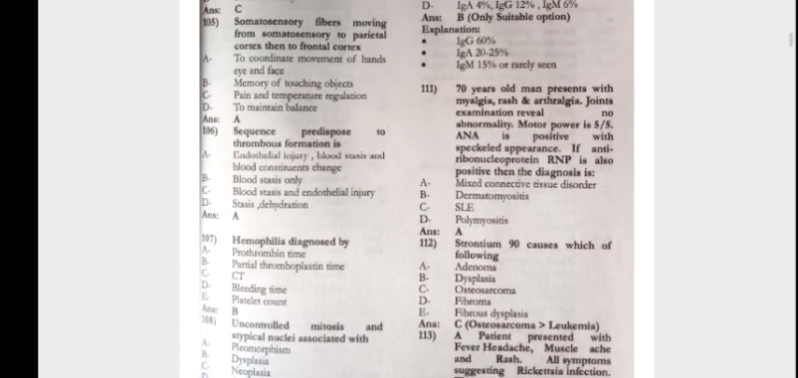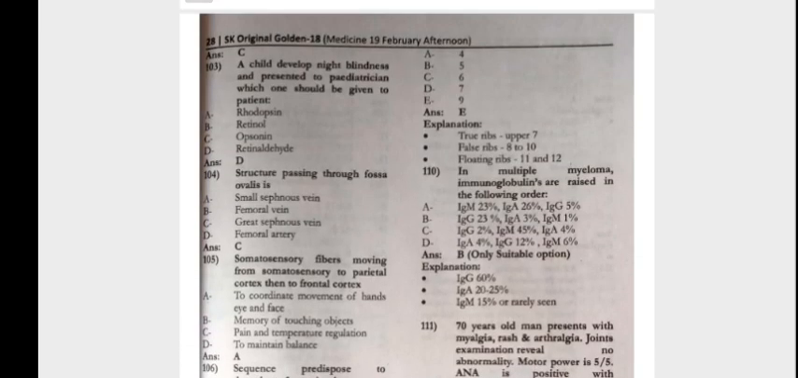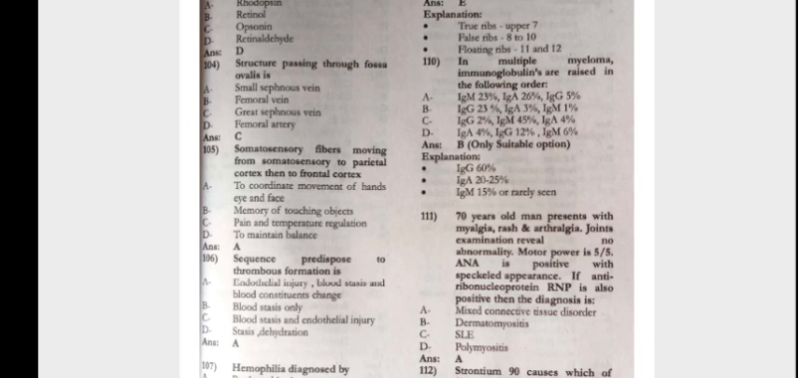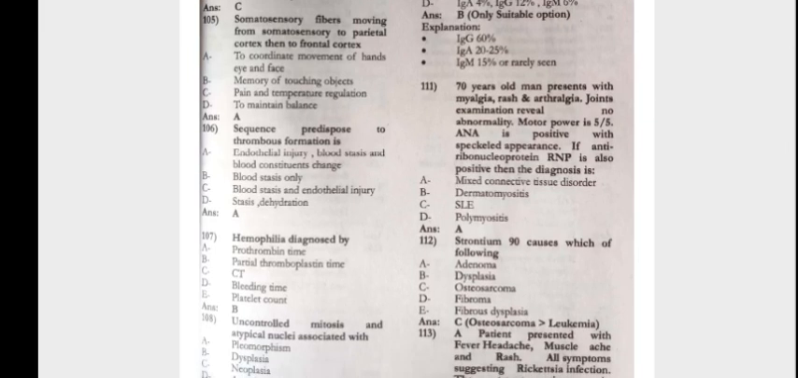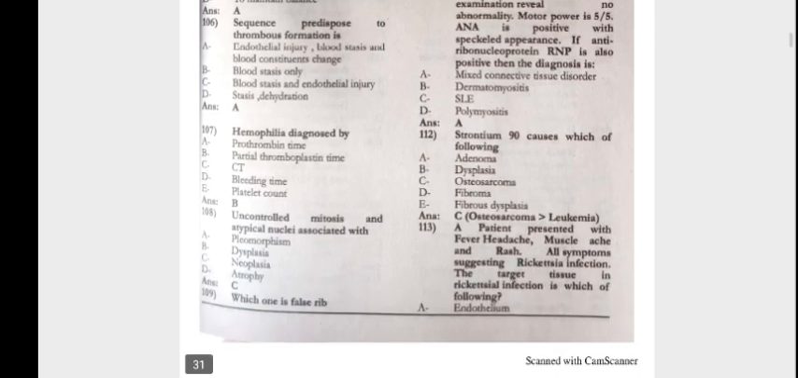Which one is false rib? That is ninth. In multiple myeloma, immunoglobulins are raised in the following order, that IgG, IgA, and then IgM. 70 years old man presents with myalgia, rash, arthralgia. Examination reveals no abnormality. Motor power 5/5. ANA is positive with speckled appearance. If anti-ribonucleoprotein RNP is also positive, then the diagnosis is the mixed connective tissue disorder.